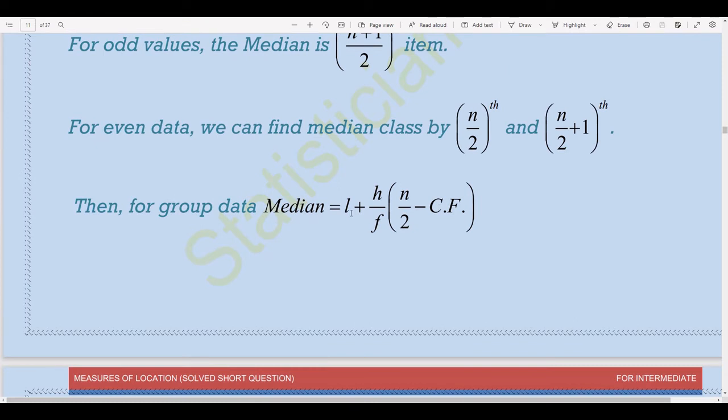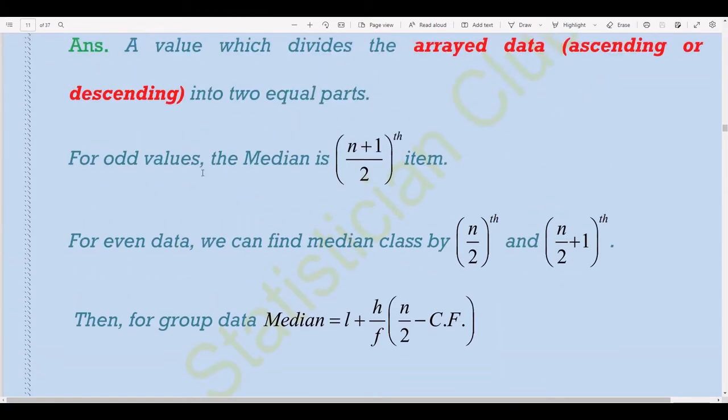For group data, median is equal to L plus H over F times (n by 2 minus CF). CF means cumulative frequency, n is the number of observations, H is the class interval, F is the frequency and L is the lower class boundary. So we have two formulas for ungrouped data, one for odd values and one for even values, and for group data the formula is L plus H over F times (n by 2 minus CF).